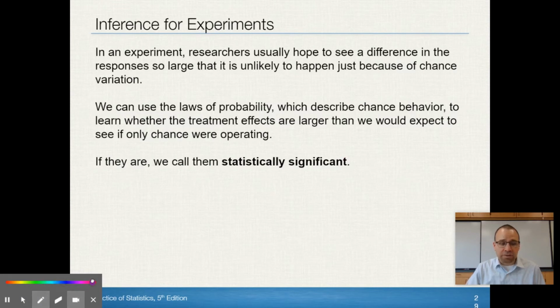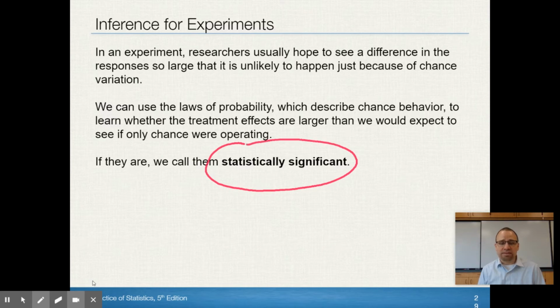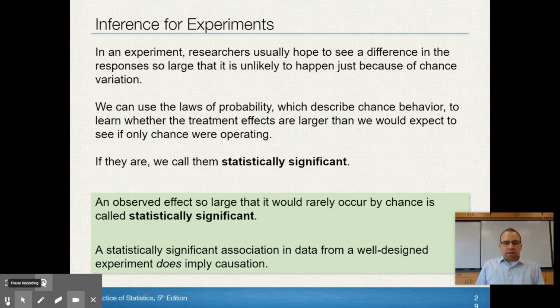Another vocabulary word that you are going to hear quite often in this class is the words statistically significant. Please write this down and please understand what this means. It's going to come up more and more, especially towards the end of the semester. So what is statistically significant? An observed effect that is so large that it would rarely occur by chance is called statistically significant. A statistically significant association in data from a well-designed experiment does not imply causation.